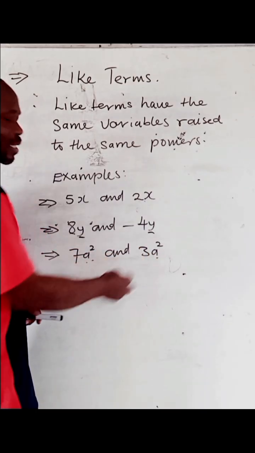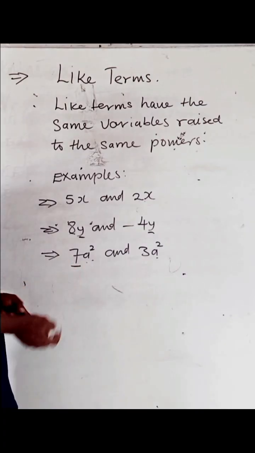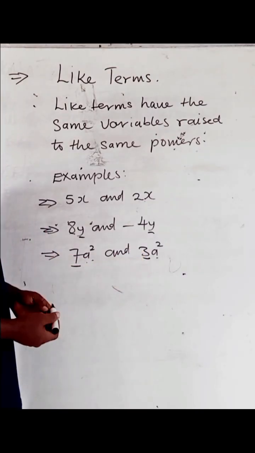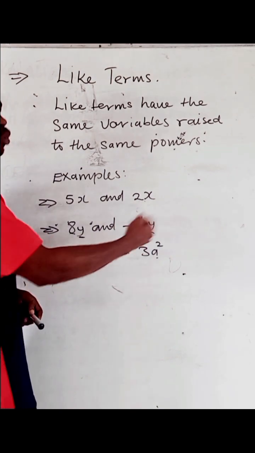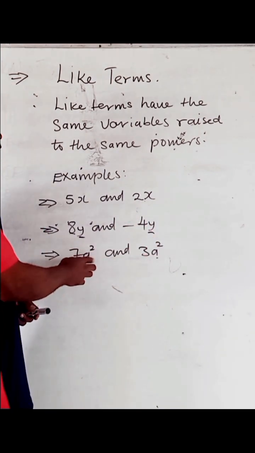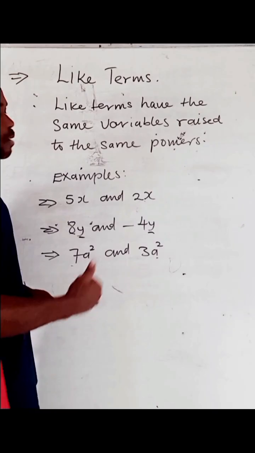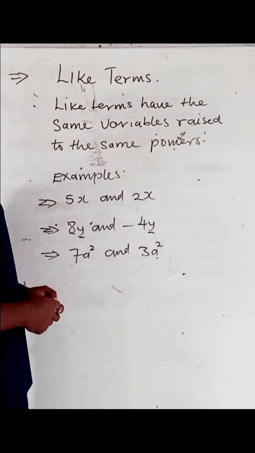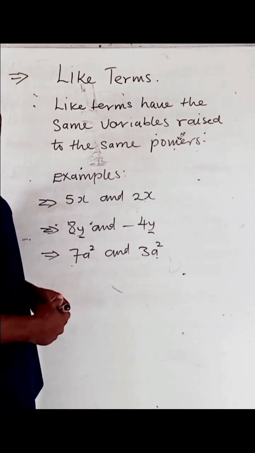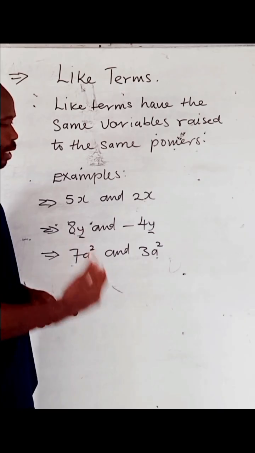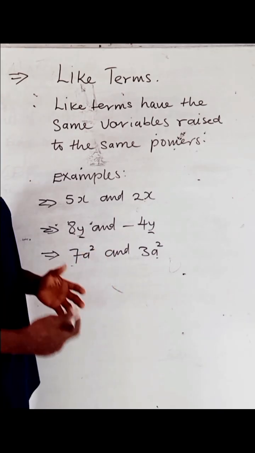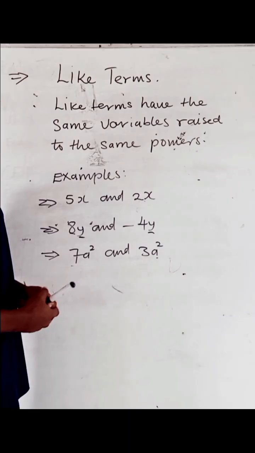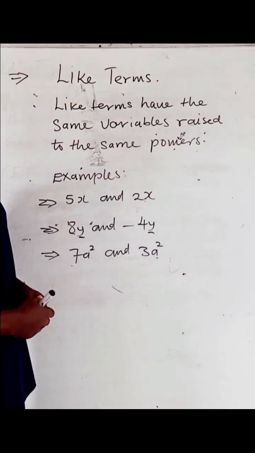But the coefficients are different. The coefficient here is 7, the coefficient here is 3. But the terms are like terms because the variables are the same and they are raised to the same powers. So we determine whether terms are like terms based on the similarity of the variables, not the similarity of the coefficients.